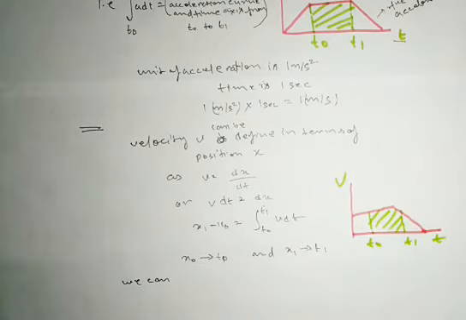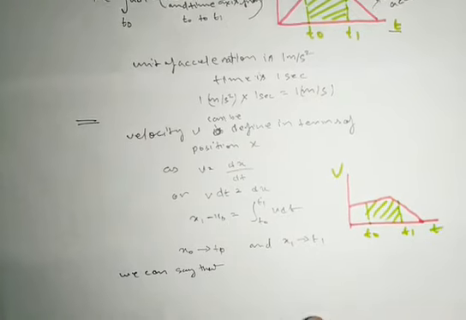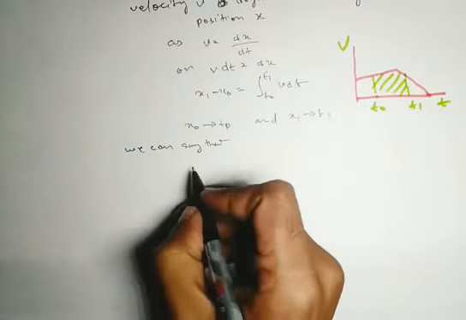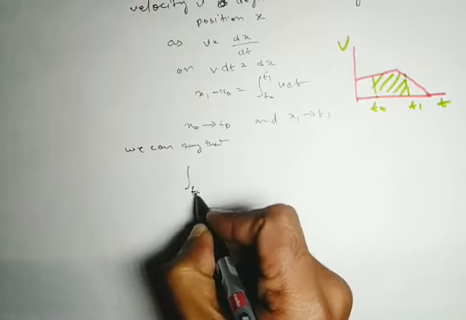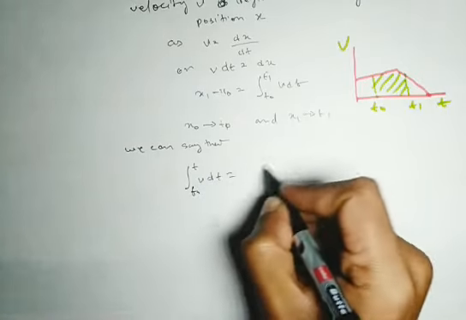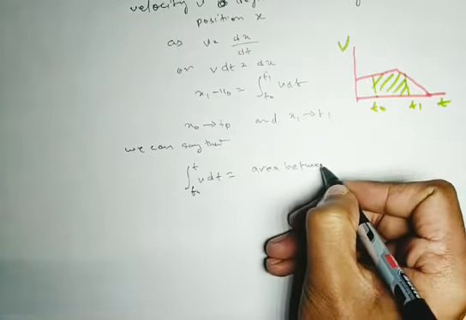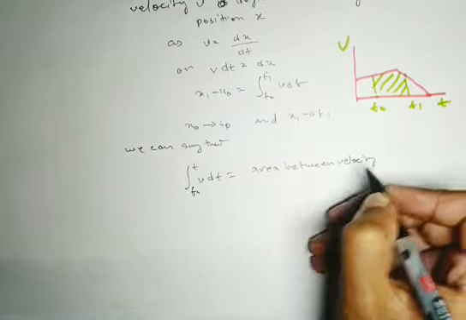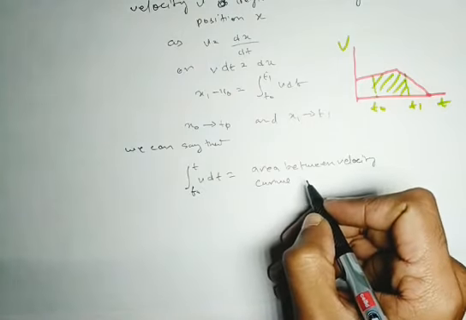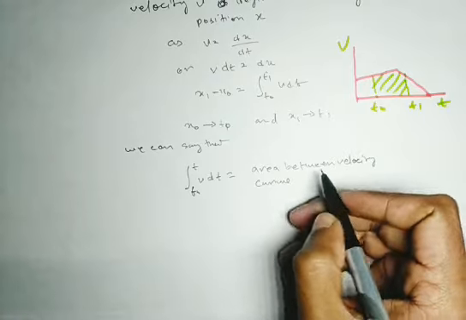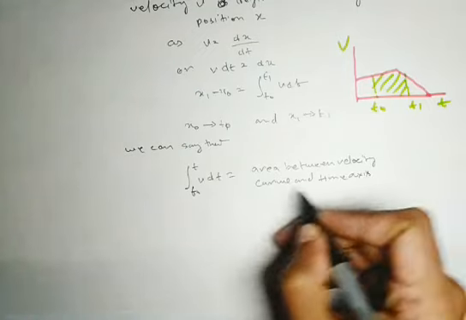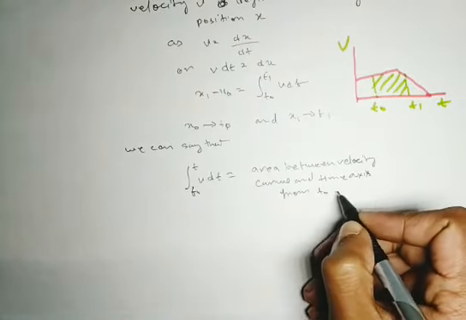So from the graph we can say that the integral from t0 to t1 of v dt is equal to the area between the velocity curve and the time axis from t0 to t1.